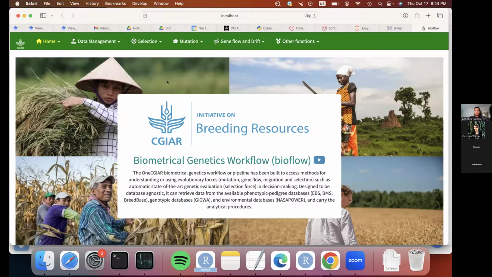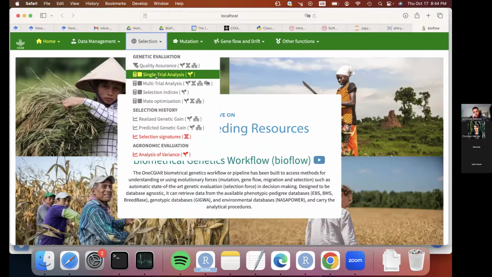Like we said, this is focused mostly on the biometrical genetics. There will be a different platform for bioinformatics, and you can see the type of menu that we are talking about. An area to retrieve data, an area to have access to modules related to genetic evaluation from QA, single trial, multi-trial analysis, selection indices, mate allocation, selection history and genetic gains. There will be something on selection signatures. There will be also agronomic evaluation.